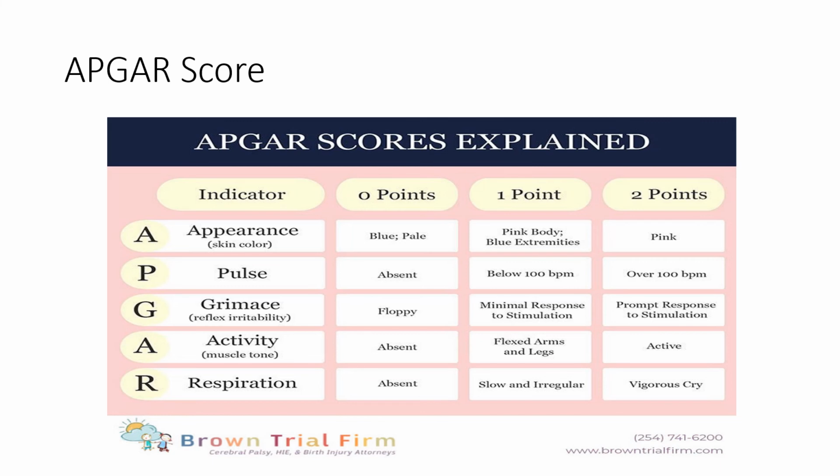A score of 8 to 10, no intervention is needed. If they have a score of 4 to 7, they need to be stimulated. Rub their back, administer oxygen to them. Keep rechecking the APGAR score. If they have a score of 0 to 3, then they're going to require full resuscitation.